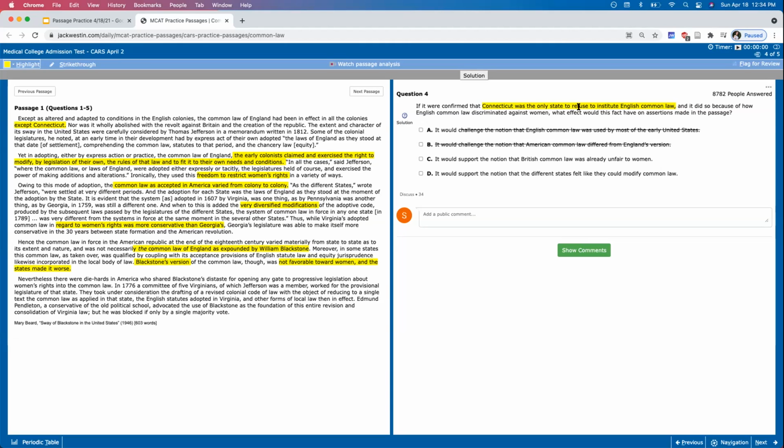So if Connecticut did not use the common law because of how it discriminated against women, what can we say? Can we say that the different states felt like they would modify the common law if Connecticut rejected it or refused it? So this is difficult because Connecticut did not modify the common law. They just rejected it. They're not a part of it. So it says the common law has been in effect except for Connecticut. So if they're not even using the common law, they're not modifying it. So C would be the best answer.